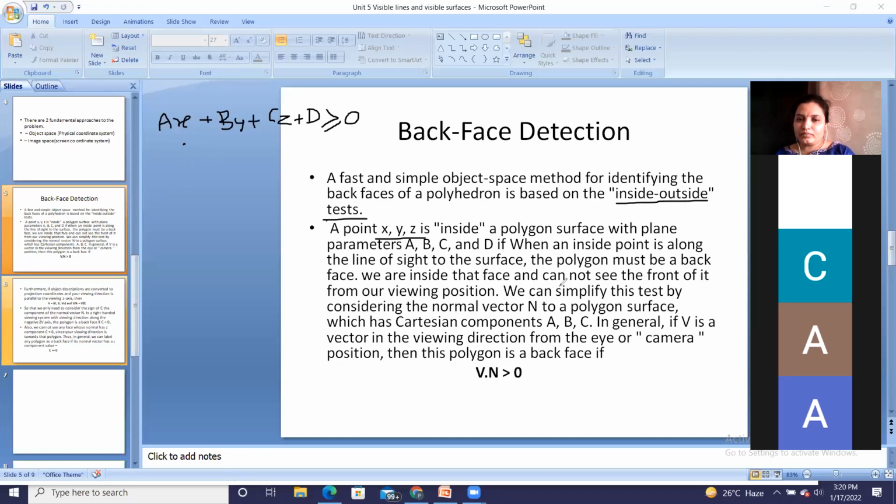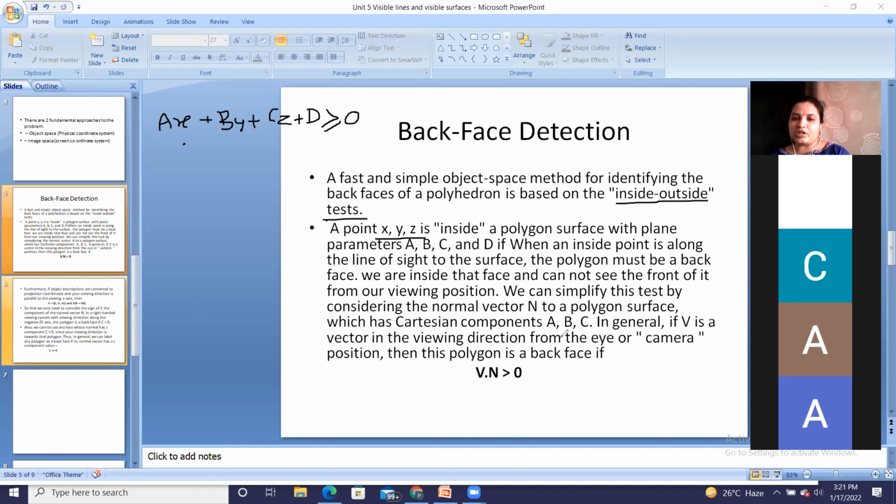So here, when an inside point is along the line of sight to the surface, the polygon must be a back face. We are inside that face and cannot see the front of it from our viewing position. Then we can simply do this test with the normal vector n and a polygon surface.